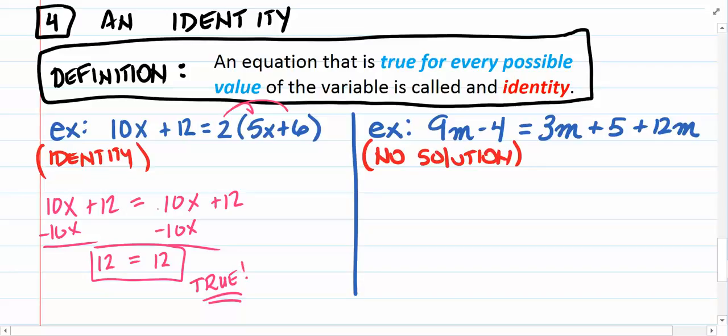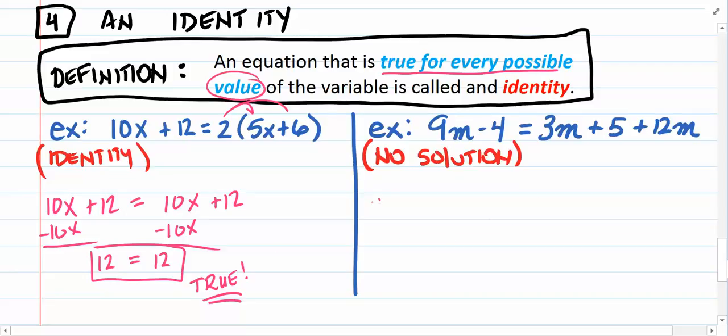And you'll also notice that the variable has gone away. So it doesn't matter what number I put in for the variable, I'll always get a true statement. That's the definition of an identity. It's true for every possible value of the variable. Let's compare that one to this one on the right.